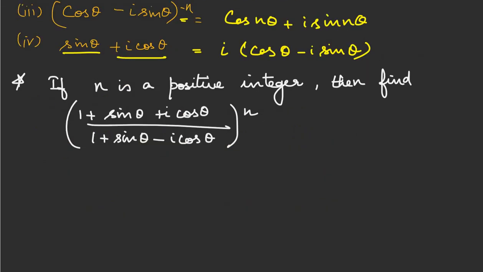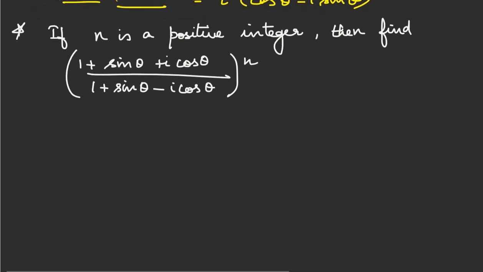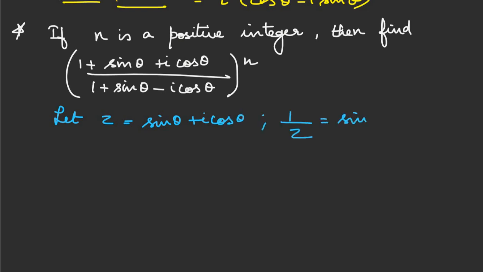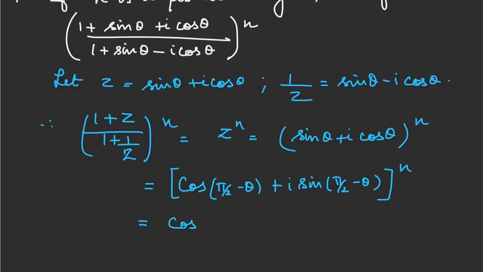If n is a positive integer, then find the value of 1 plus sin theta plus i cos theta, whole to the power n, divided by 1 plus sin theta minus i cos theta. Let's take z is equal to sin theta plus i cos theta. Therefore 1 by z will be equal to sin theta minus i cos theta. Therefore our question, using De Moivre's theorem, can be written as cos n into pi by 2 minus theta plus i sin n into pi by 2 minus theta.